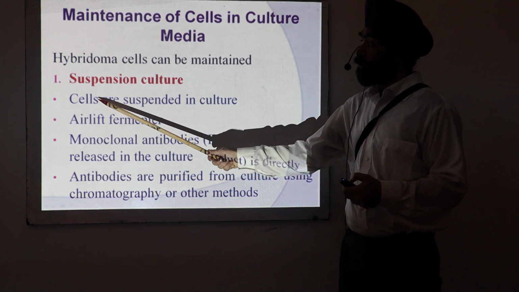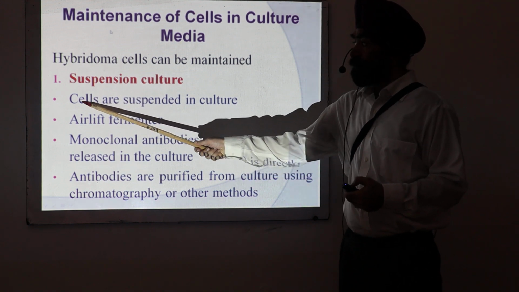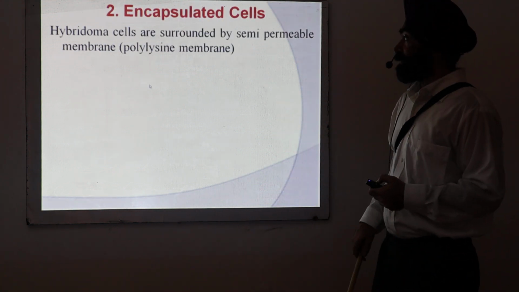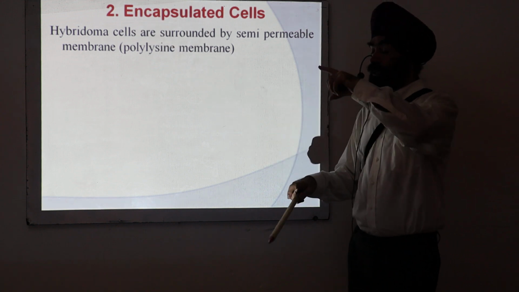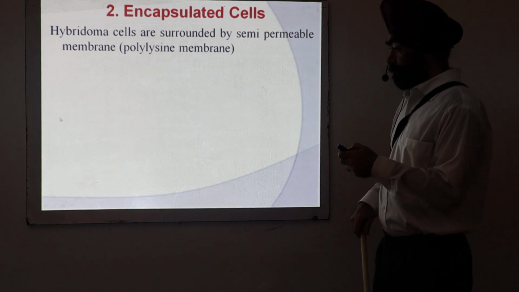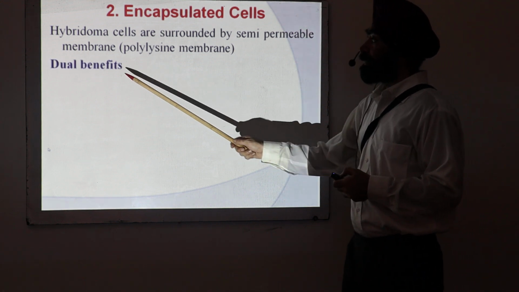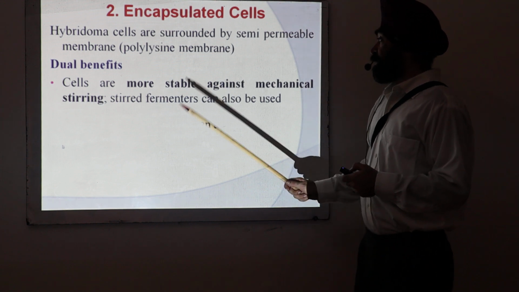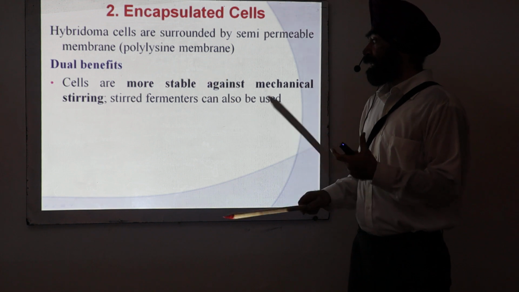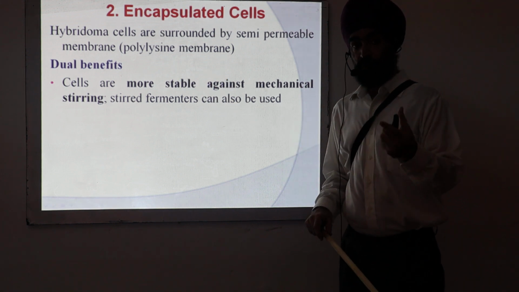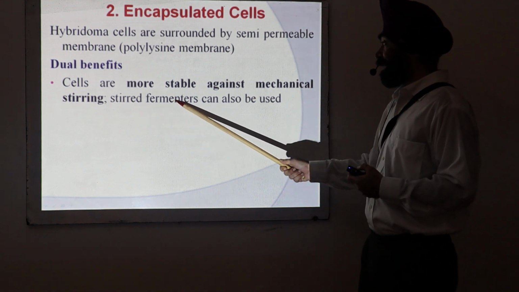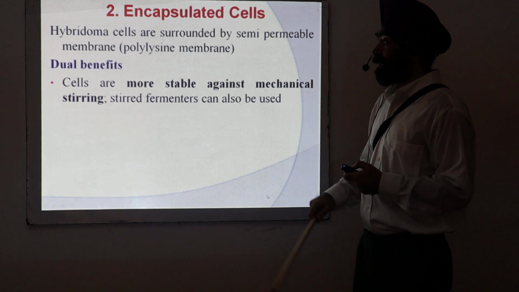But we can use some other method also. In this method you are suspending the cells, but in the second method, you can use encapsulated cells. That means hybridoma cells are surrounded by a semi-permeable membrane, which is a polylysine membrane. So what is the benefit of this? When you surround the animal cells with a membrane, polylysine, they become more stable. So you can use the mechanical stirrer also. So a stirred fermenter can also be used if you use the encapsulated cells.